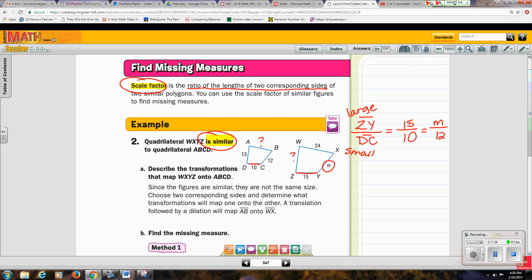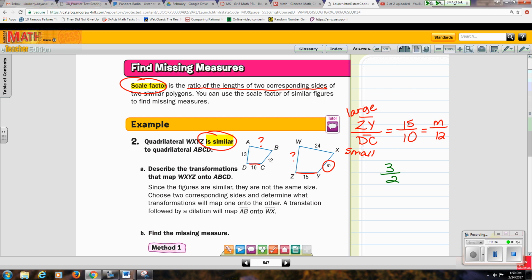So now I have the corresponding side of the large shape over the corresponding side of the small shape. So 15 is to 10 as M is to 12. These two ratios should be equal. So let's figure that out. First of all, let's reduce. 5 goes into both of these, so let's reduce this to 3 over 2.